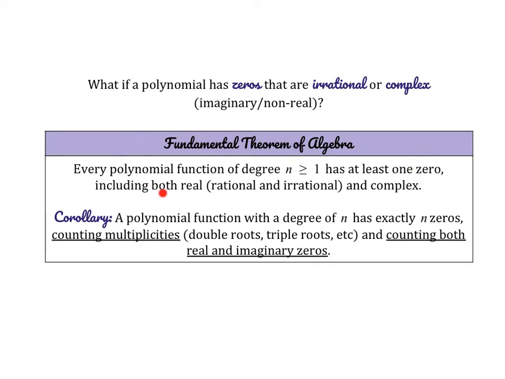While it's really nice to know that every polynomial function has at least one zero, it'd be nice to have something a little bit more specific. So there's this corollary that we find very, very useful. It says a polynomial function with a degree of n has exactly n zeros. This is useful because if we know the degree of the function, we can tell how many answers to expect. However, we have to make sure that we are counting multiplicities, so we count double or triple roots as multiple solutions, and we're counting both real and imaginary zeros as solutions. So anything goes, but again, the number of solutions should match our degree. This is going to be super useful for us today.